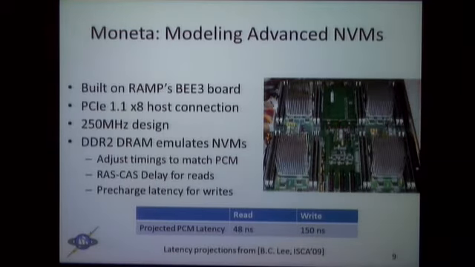To build Moneta, we've implemented this platform on top of the B3 board originally designed for the RAMP project. And this connects to our host system over PCI Express. The whole design runs at 250 megahertz. In this case, we're using DDR2 memory to emulate these non-volatile memories that we don't actually have access to yet. We can do that by adjusting some of the timings in the DDR controller to match the latencies that we expect for PCM. Those latencies are about 50 nanoseconds for reads and 150 nanoseconds for writes, and these are from previous works that have been published in ISCA 2009.